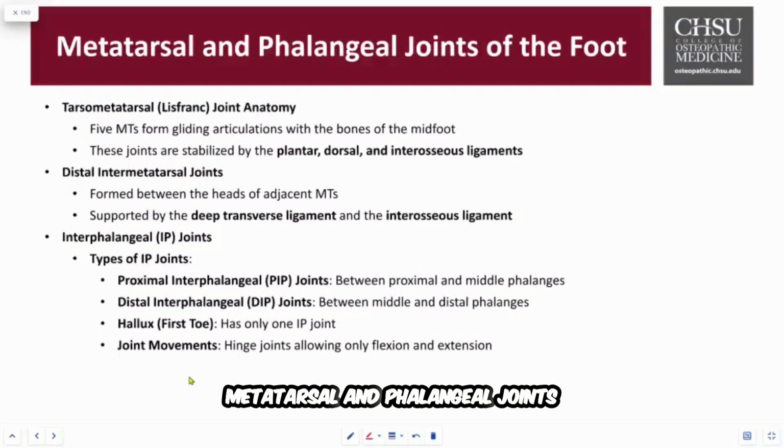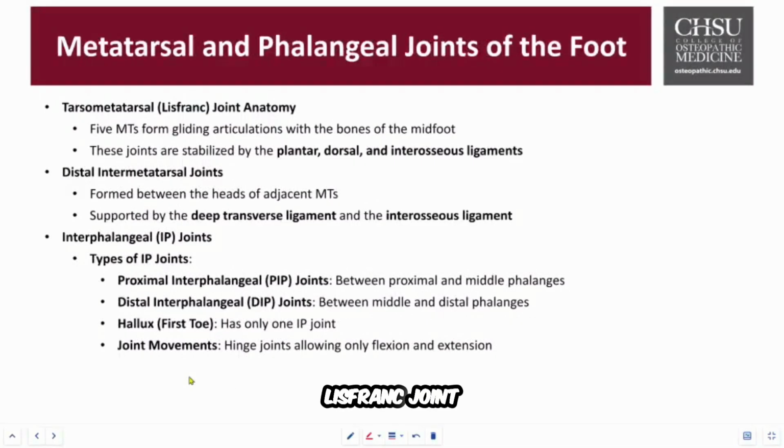We also have the metatarsal and phalangeal joints of the foot. The tarsal metatarsal joint, also known as the Lisfranc joint, is stabilized by the plantar, the dorsal, and the interosseous ligaments all around, in all three directions. Injury here is often referred to as a Lisfranc injury. This is usually a result of high-impact trauma, often seen in athletes.